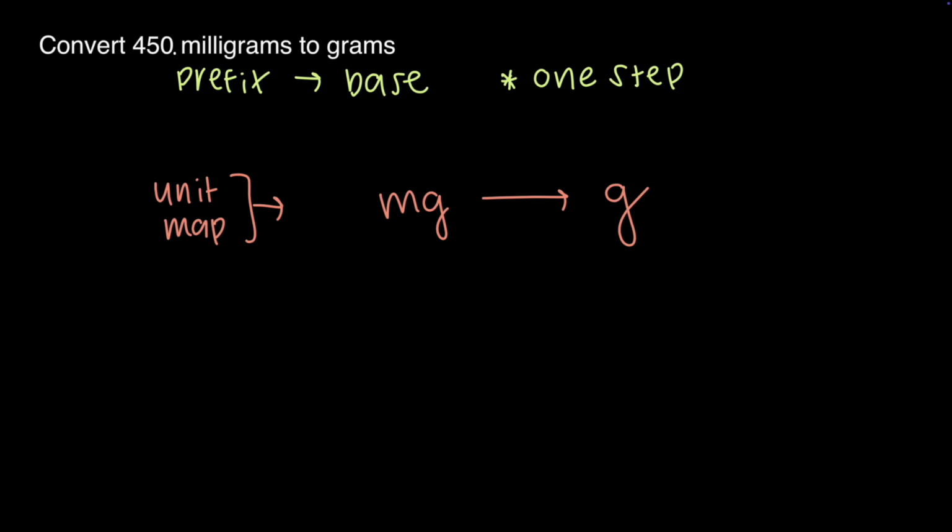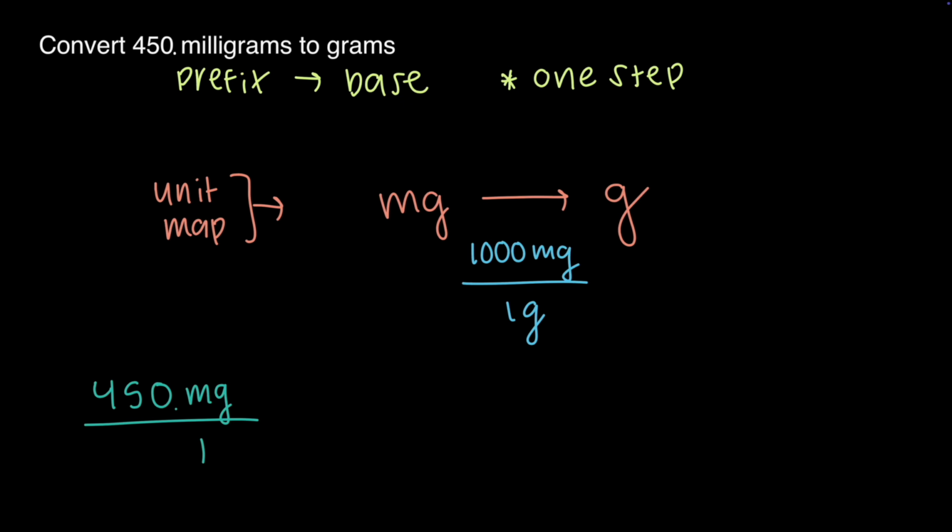For this question, we are converting 450 milligrams to grams. We are starting with milligrams, which is a prefix unit, and converting to grams, which is the base unit. This will be one conversion from milligrams to grams. So on our unit map, we write milligrams to grams, and the conversion factor will be 1 gram for every 1,000 milligrams. We start with 450 milligrams over 1.